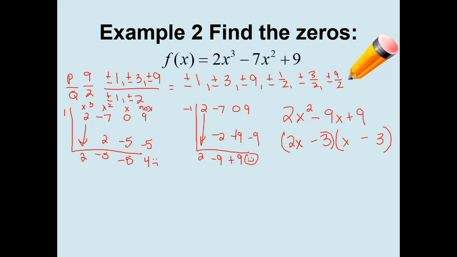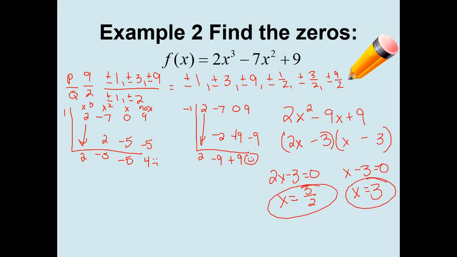But if I look here, the middle term is a negative, so I know the two things need to add up to make me a negative. Negative 6x, negative 3x. That's negative 9, so we're good. So if I set both of those equal to 0, I get x equals 3 halves and x equals 3. And I need one more. My last answer is this guy right here, Mr. Negative 1.